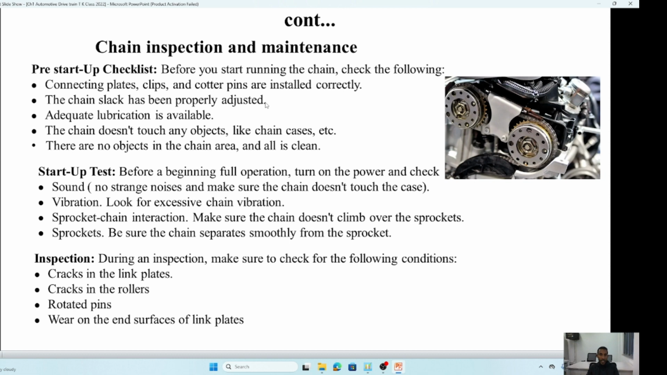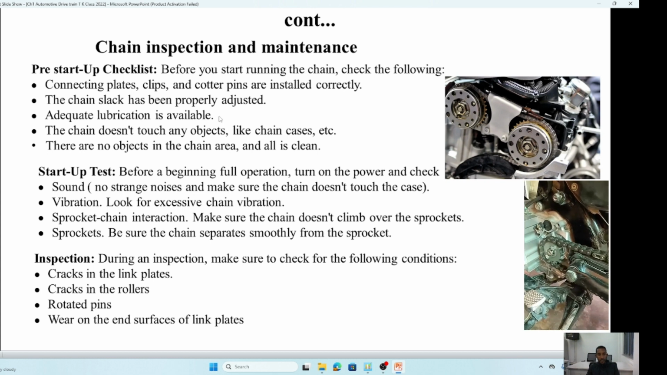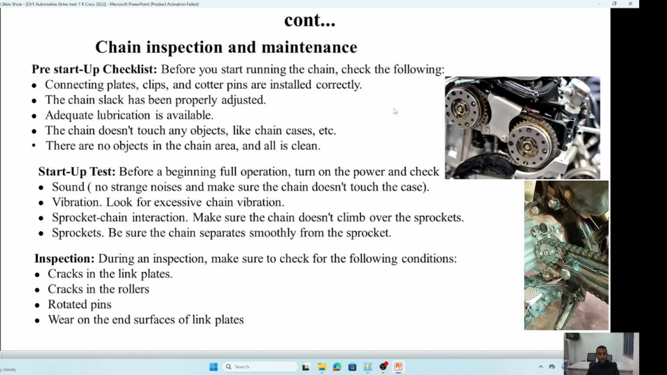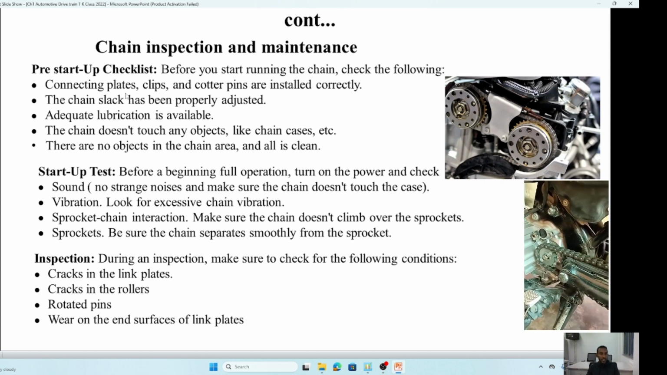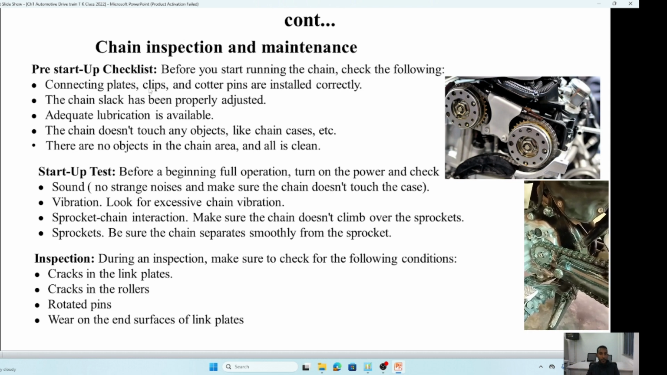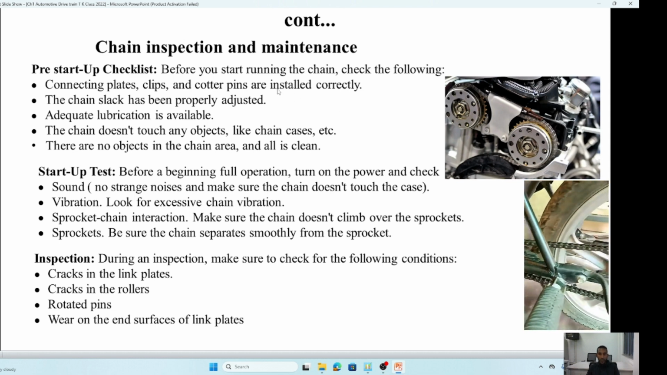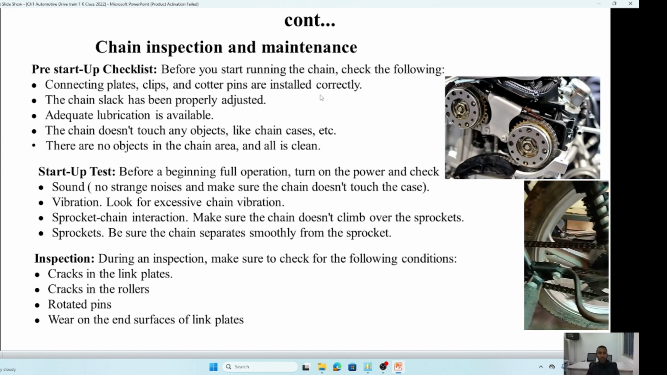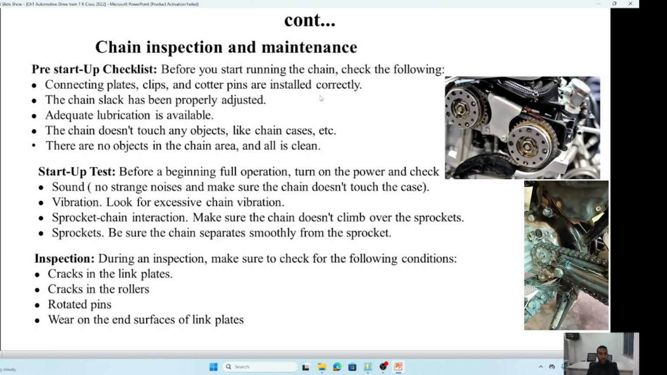Chain inspection and maintenance. Obviously, the chains are inspected and tested in three phases: pre-startup check, startup test, and inspection. Frequent inspection is critical. When you come to the pre-startup check, before we start or run the chain, we must check the connecting plates, the clips, cotter pins: are they installed correctly? We must check that.